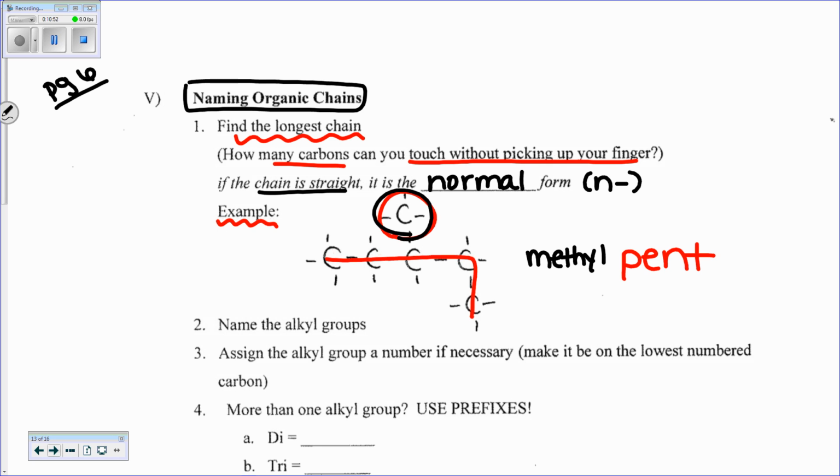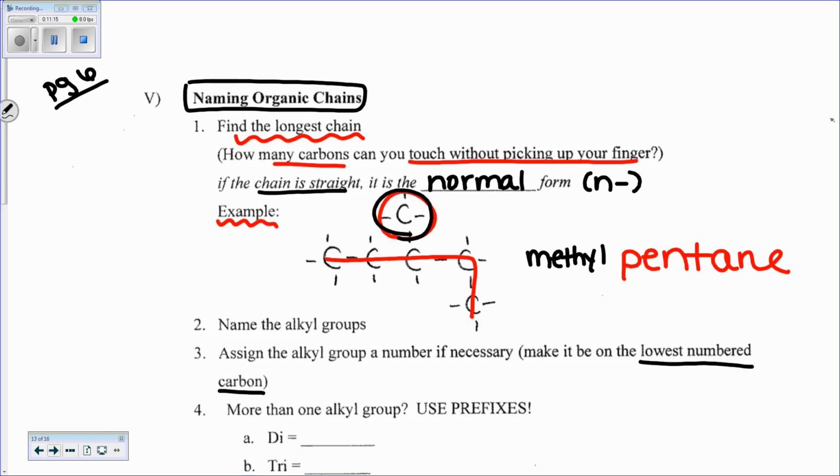And so I said, okay, I know I have that group hanging off. I don't have any other groups hanging off. And actually, I'm going to go back. I had already named my 5, and I knew they were single bonds. So my pentane is on there because they were single bonds. Step 3 says assign the alkyl group a number if necessary. Make it be on the lowest numbered carbon.